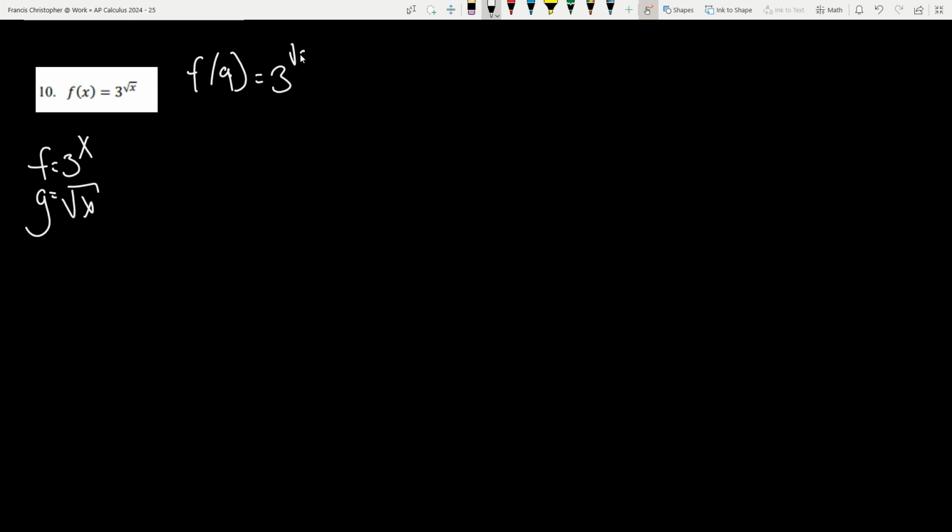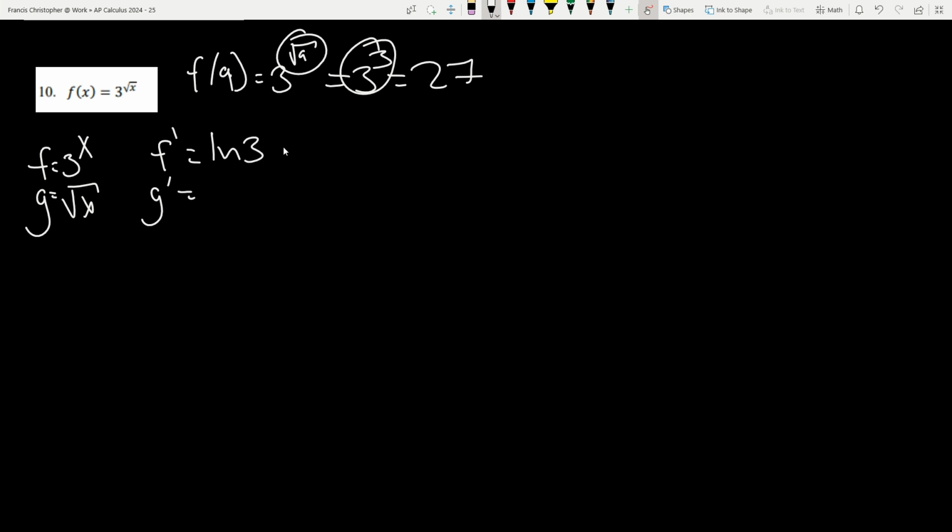For 3 to the root x, I actually take the square root first, and then I do the exponent after, so that's why f and g are f and g. This is natural log of 3 times 3 to the x. If you don't know how I got this, you have to go back and do your basic derivatives. And this is 1 over 2 square root of x. And this is power rule. Remember, x to the 1/2, 1/2 x to the negative 1/2.